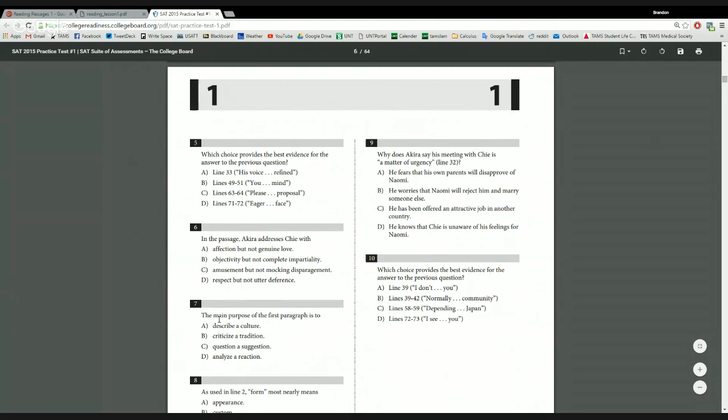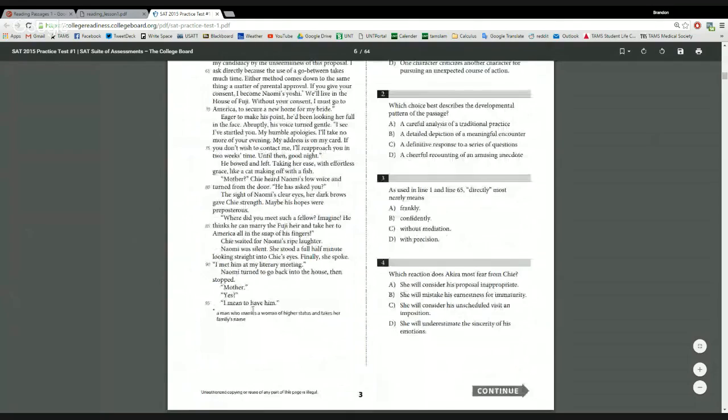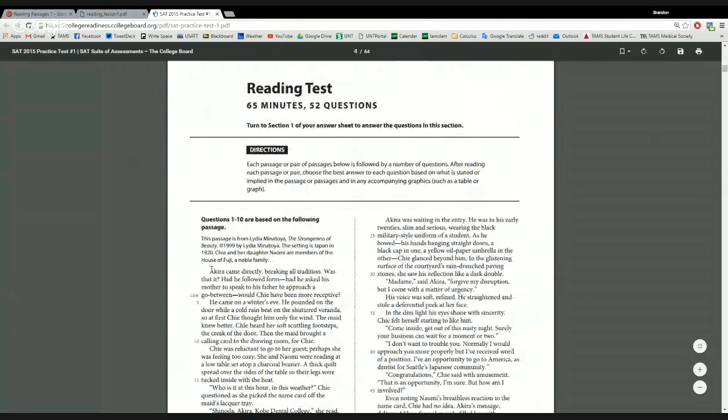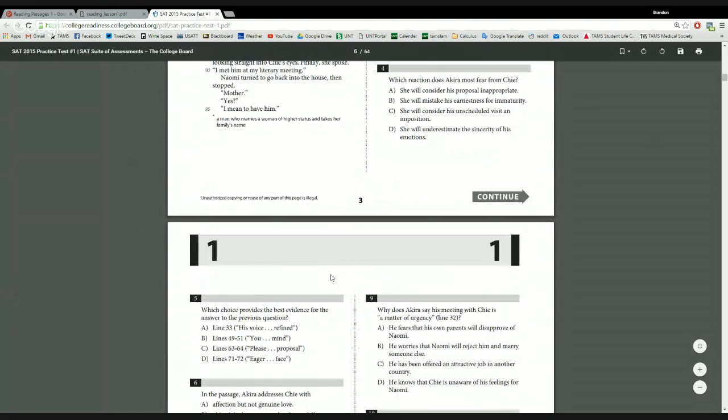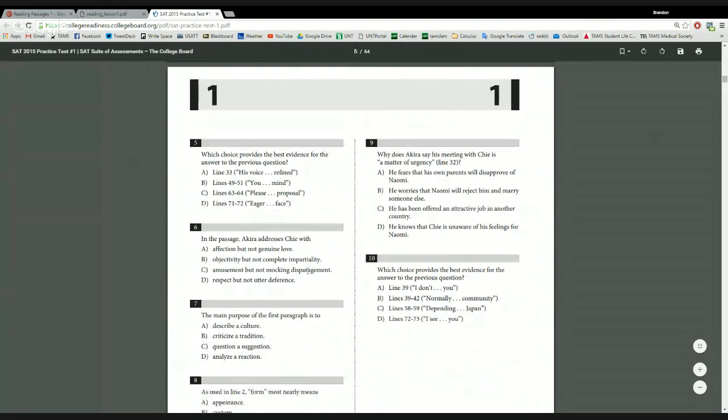The main purpose of the first paragraph is to. Oh, what do you know? We actually read the first paragraph after just analyzing that first question for the word directly. So we've already read this. Again, he's questioning himself on a certain activity. We're not sure yet because we haven't read the passage yet. Although I have, you guys haven't yet, but we'll get to that.